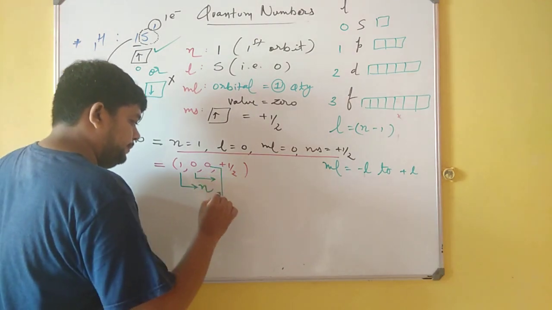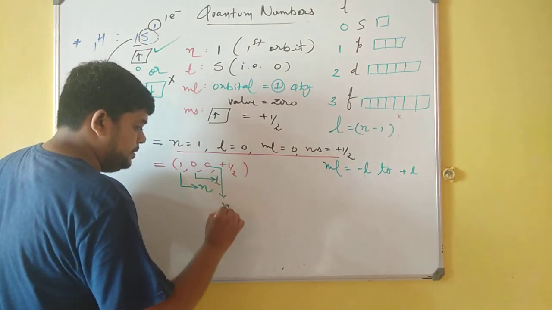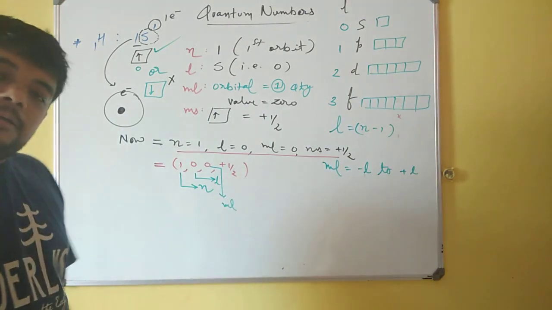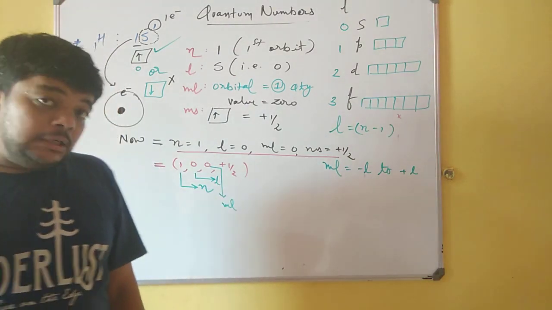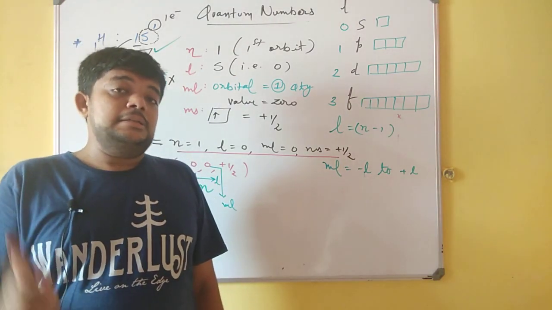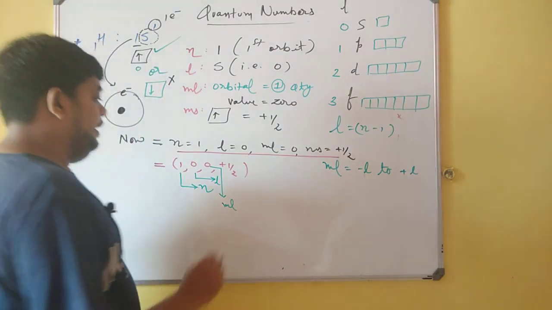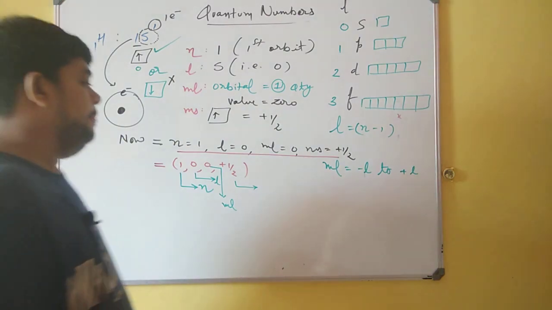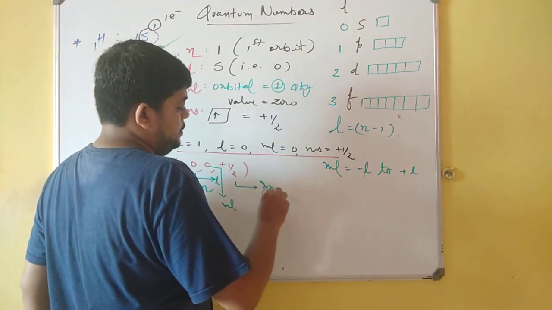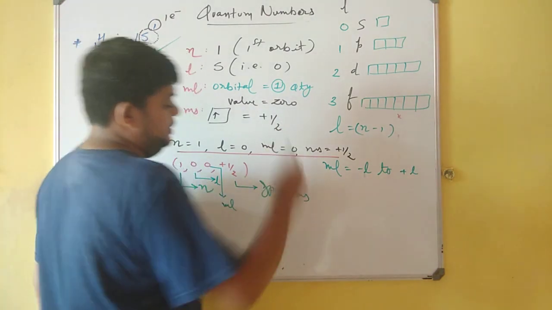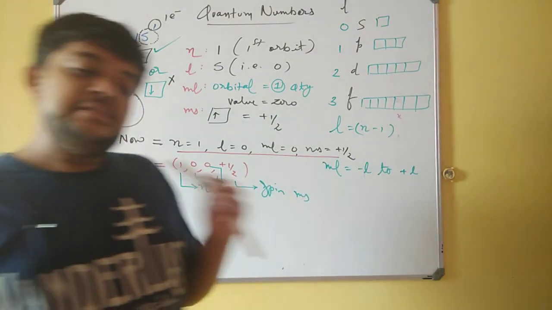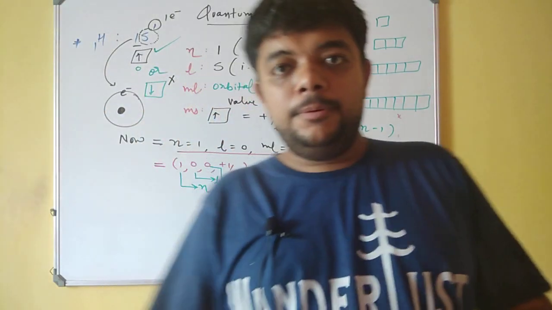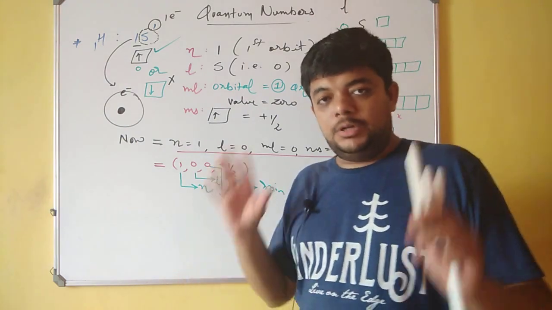0, that is magnetic quantum number, directly indicating orbital and its directional property, and plus 1/2 or minus 1/2, whatever it be, indicating the spin of an electron represented by ms. So friends, this is very important. I hope you are getting what we are discussing.